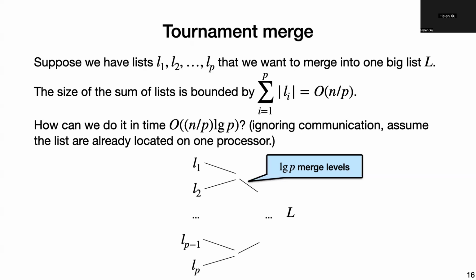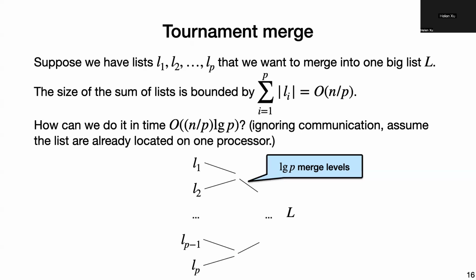Does this make sense? There are log p levels because there are p leaves, and at each level, 2 becomes 1. So that's the merge, and these can happen in parallel. This one has nothing to do with this one.